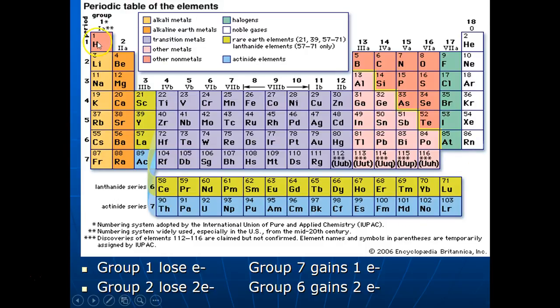Group 1 is losing 1 electron, group 2 is losing 2 electrons, and then we move over here to group 7 and group 6, and so on. These things in the middle can lose a variable number of electrons or gain a variable number of electrons, so we have special rules for them.